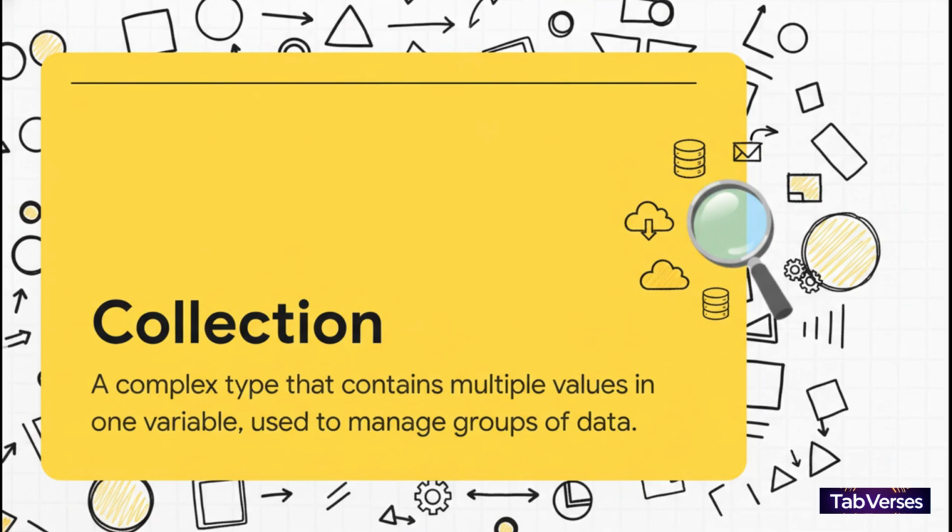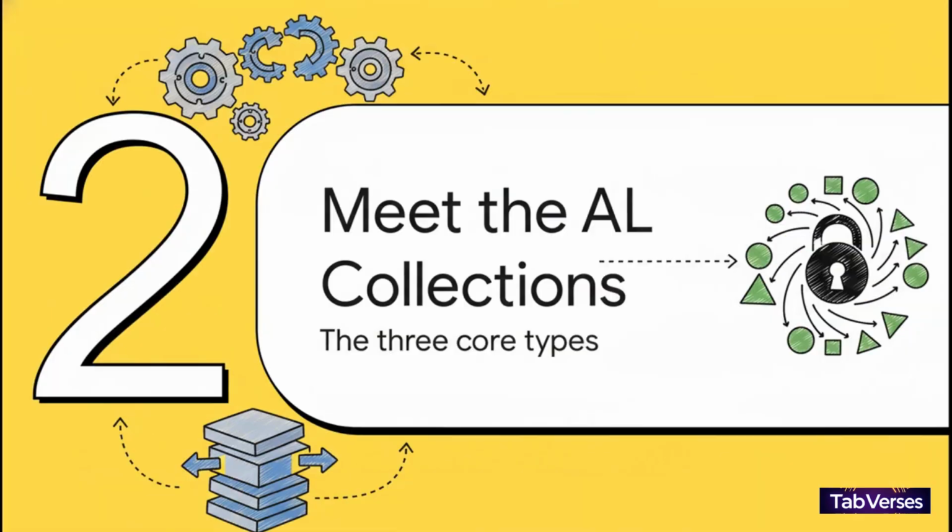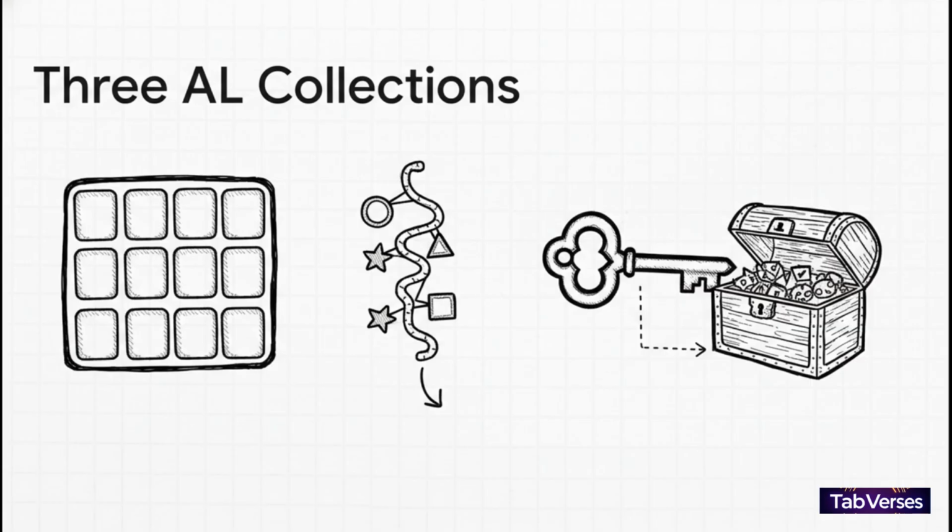A collection is basically a special kind of variable that's designed to be a container. It holds multiple values all under one single name. They're the clean, super efficient way to handle groups of related data. So, in AL, we get three main types of collections to play with. And they're all fantastic, but they all share one really important rule that you have to understand to write good, safe code.